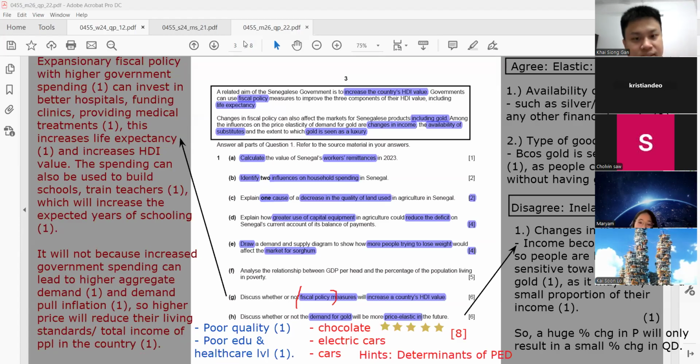Yeah, less total income or less living standards, lower living standards. Okay, lower living standards, decreasing HDI. Okay, decreasing HDI. Okay, done. Finally done.